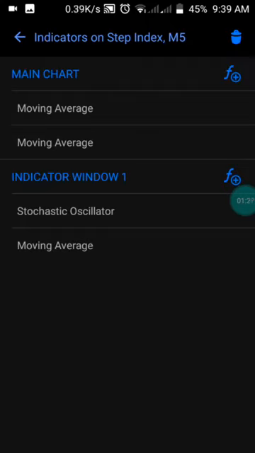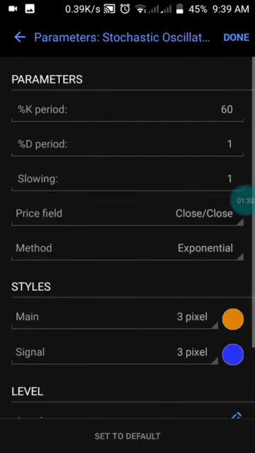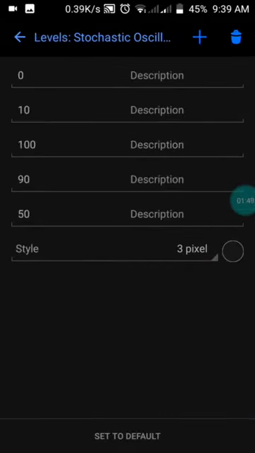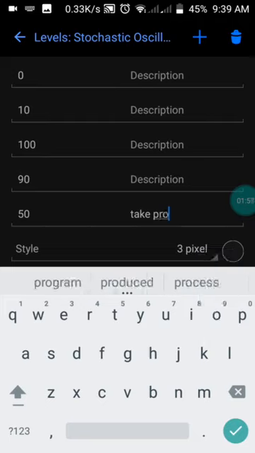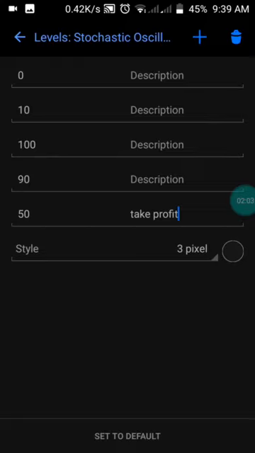Now let's move to indicator window 1, where we have the stochastic oscillator. In our oscillator we have the K period of 60, the D period of 1, the slowing of 1, and the price field to be close and close. The method is exponential, and we have our style in these two colors. You can set up your levels accordingly, whereby our 50 is going to be our take profit, so you will always take your profit on that 50 level. We have the levels 0, 10, 100, 90 and 50.